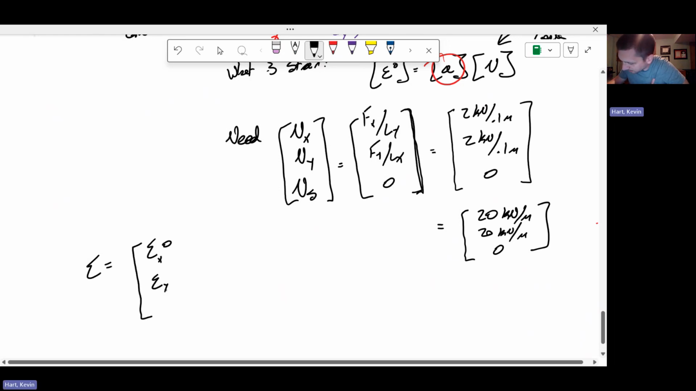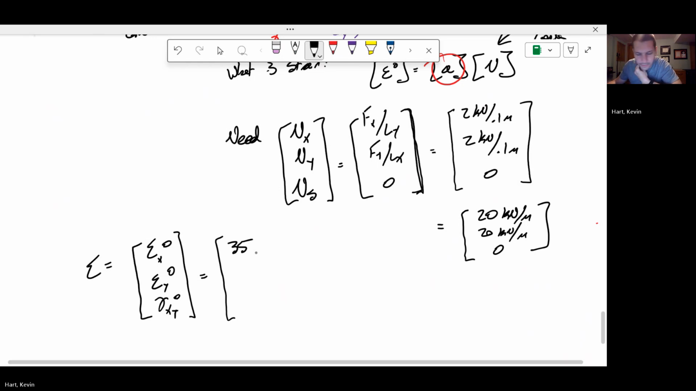Remember, the strains are epsilon x, epsilon y, and gamma. Here you'll get 35, 32, and 0 microstrain.